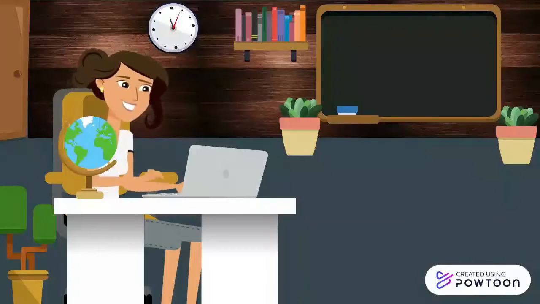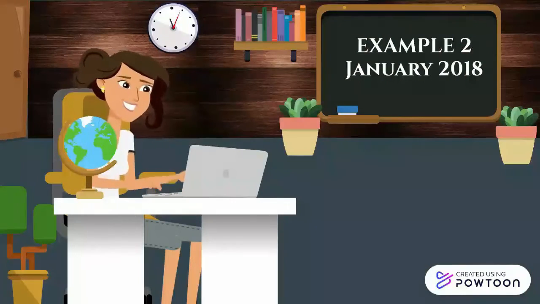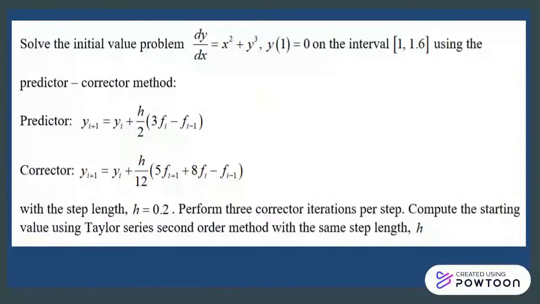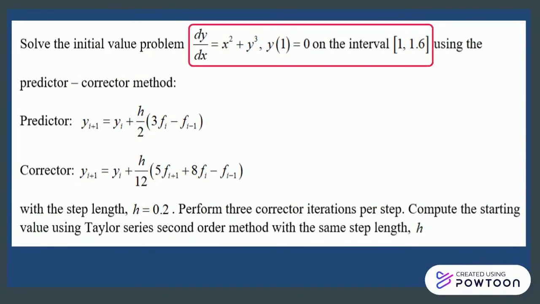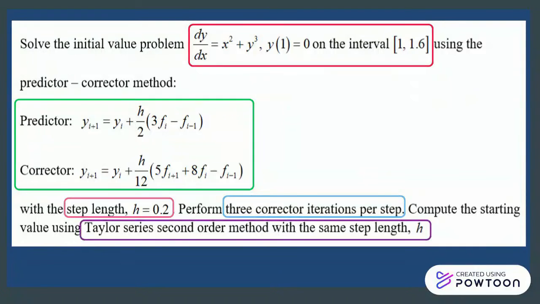Now, let us take a look at example 2 from the past year question, January 2018. Same as the previous example, we will begin by highlighting the important information that we can find. Here, we are given an ordinary differential equation on the interval 1 to 1.6. We have to perform 3 corrector iterations per step with step length 0.2 using the PC method. The starting values have to be computed using the Taylor series second order method with the same step length h.